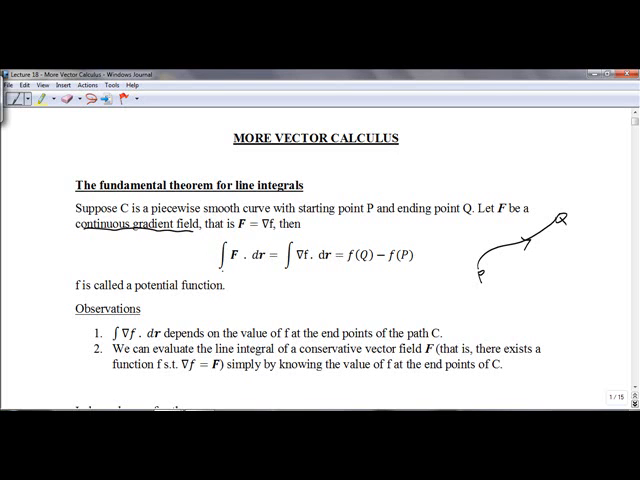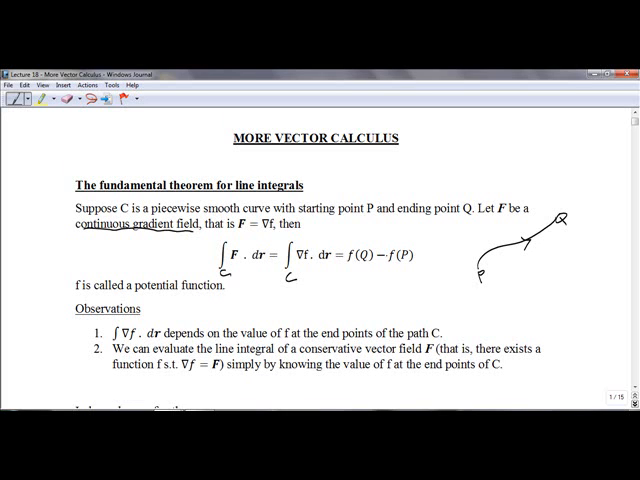Then the line integral over C of F dot dr, so this is the line integral of a vector field, is equal to the line integral over C of del f dot dr, because that is what F is. And the fundamental theorem says that this is just f of Q minus f of P. All right? And f is called a potential function. So know that term, because I may ask you to find this.